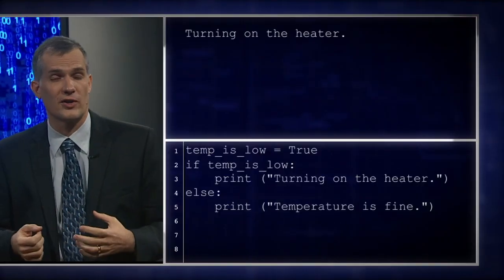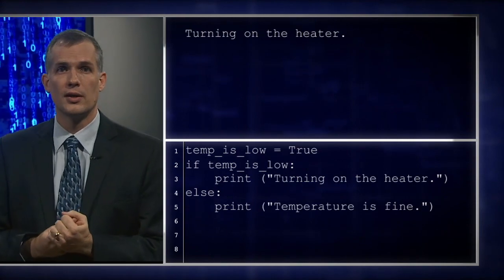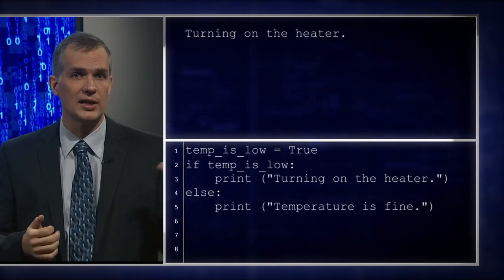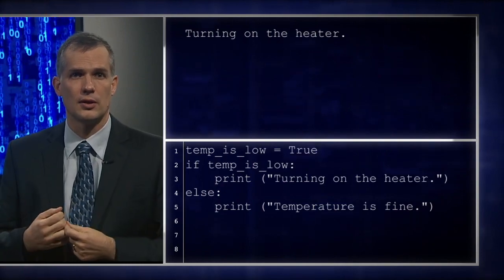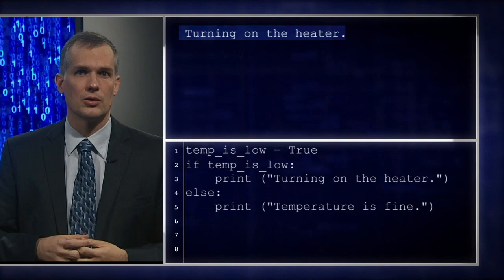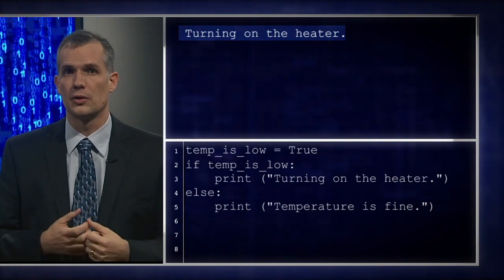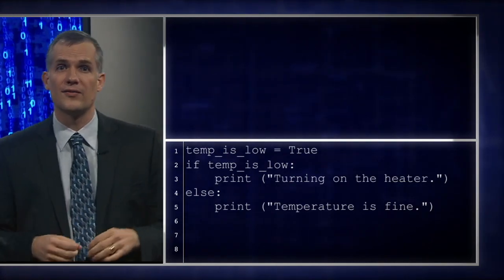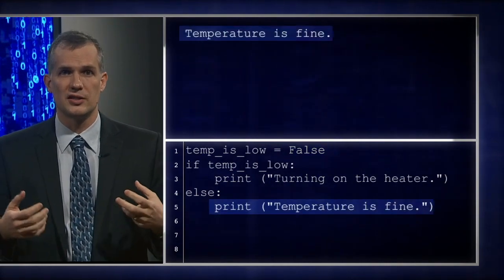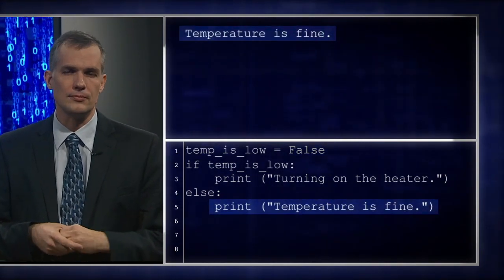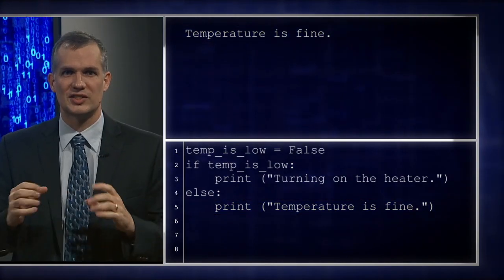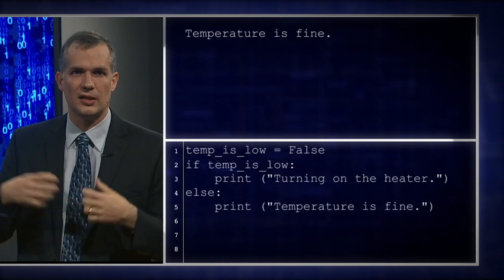Suppose we have a Boolean variable, temp is low. Then our if statement, instead of saying if true, will say if temp is low. In the example you see, the output is still turning on the heater, whenever temp is low is true. On the other hand, if the value is false for temp is low, then our output would be temperature is fine. Any false conditional, however nonsensical, will have the same effect. Output would be temperature is fine.